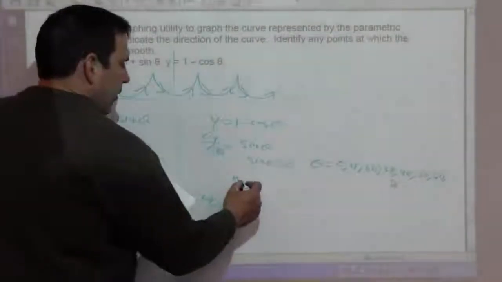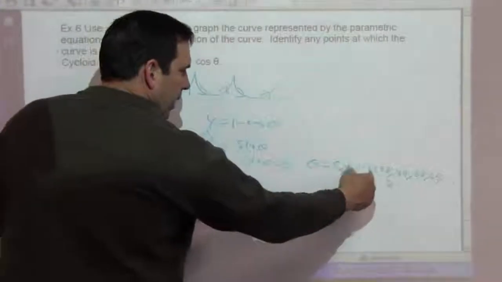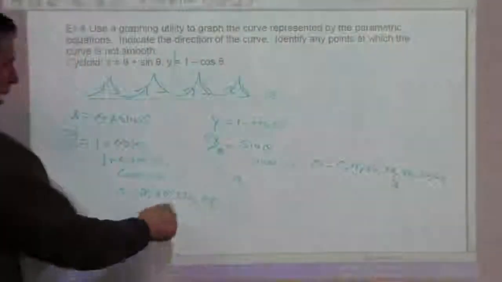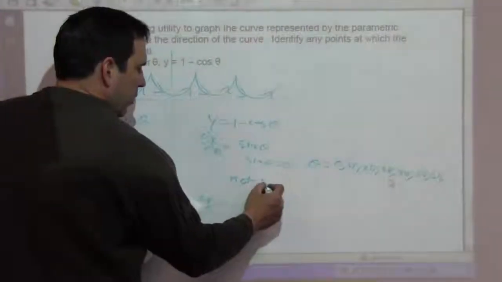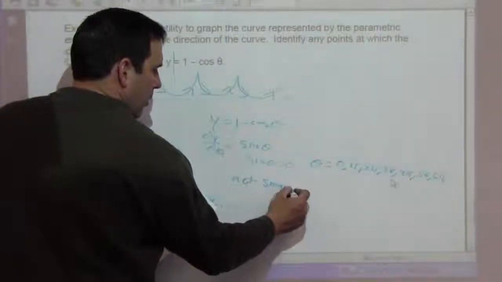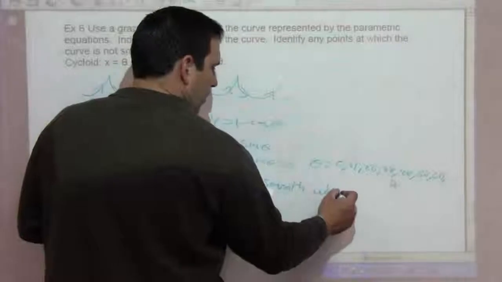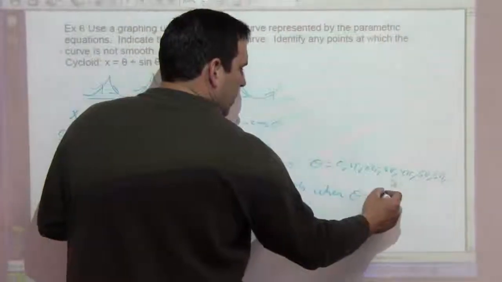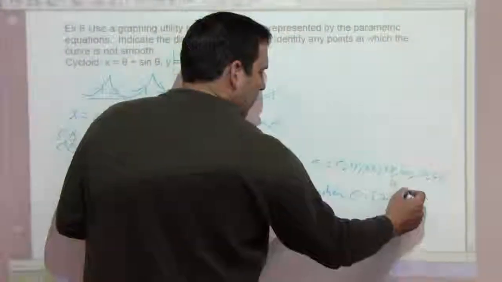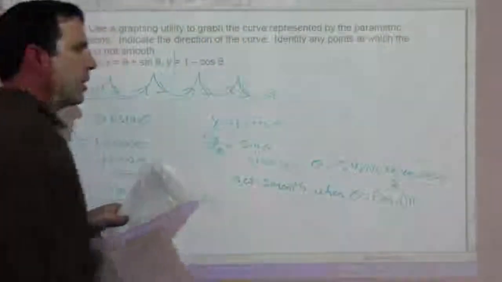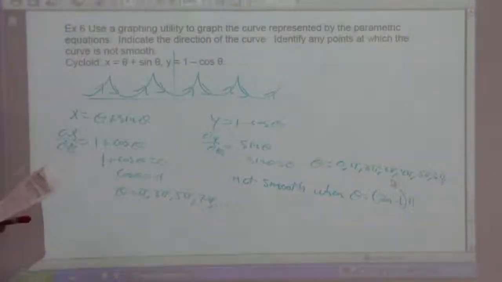So this is not smooth every time there's an odd multiple, for pi, 3 pi, 5 pi, 7 pi. So not smooth when theta equals (2n minus 1) pi. That generates odd coefficients. And that's that.